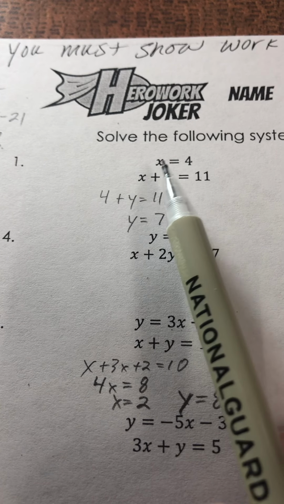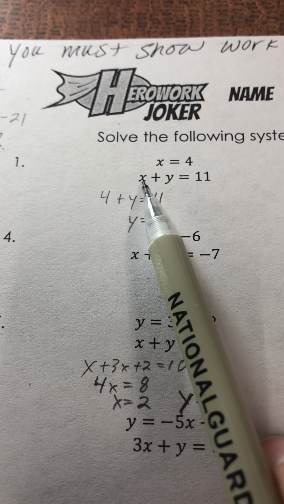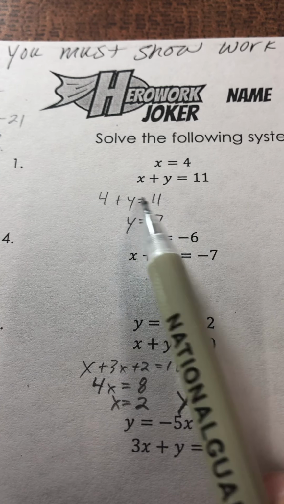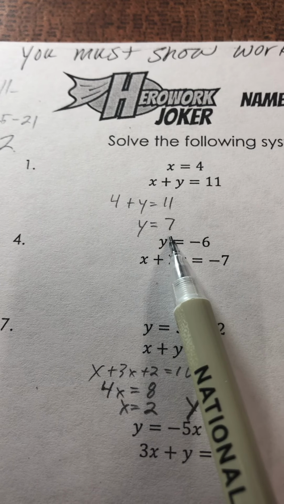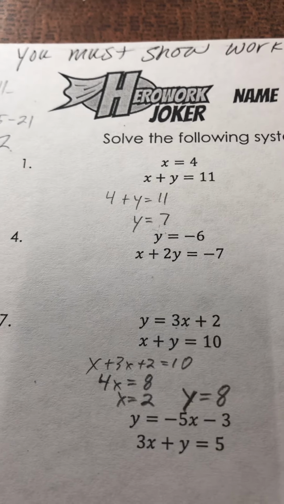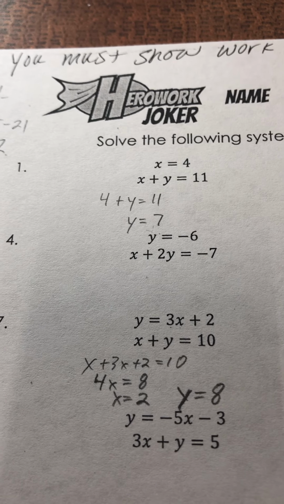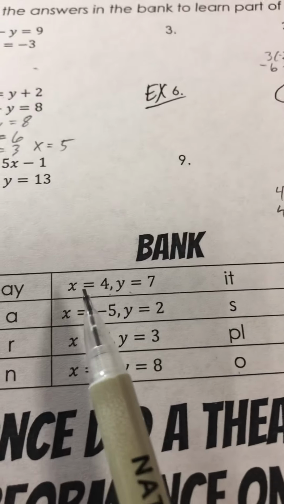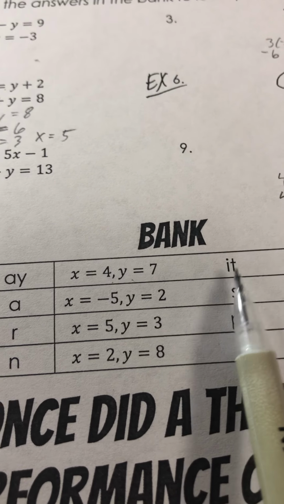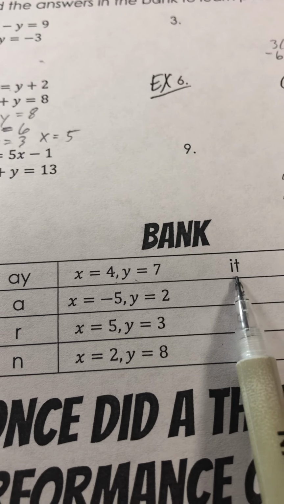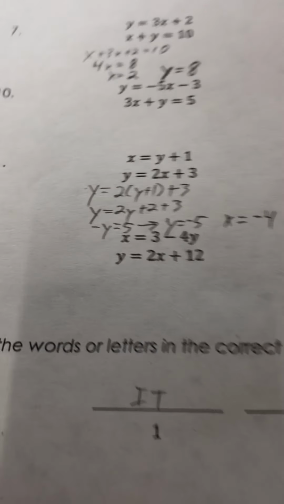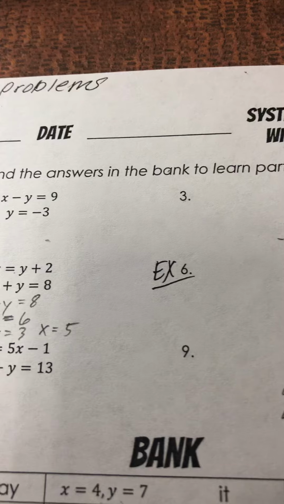So I substitute in for x down here a 4. So I have 4 plus y equals 11, as you see here. Then I just solve for y. So my x is 4 and my y ends up being 7. With that in mind, 4 and 7 in the bank here, when you're solving this puzzle, it is going to go for number 1, so I wrote it down here.